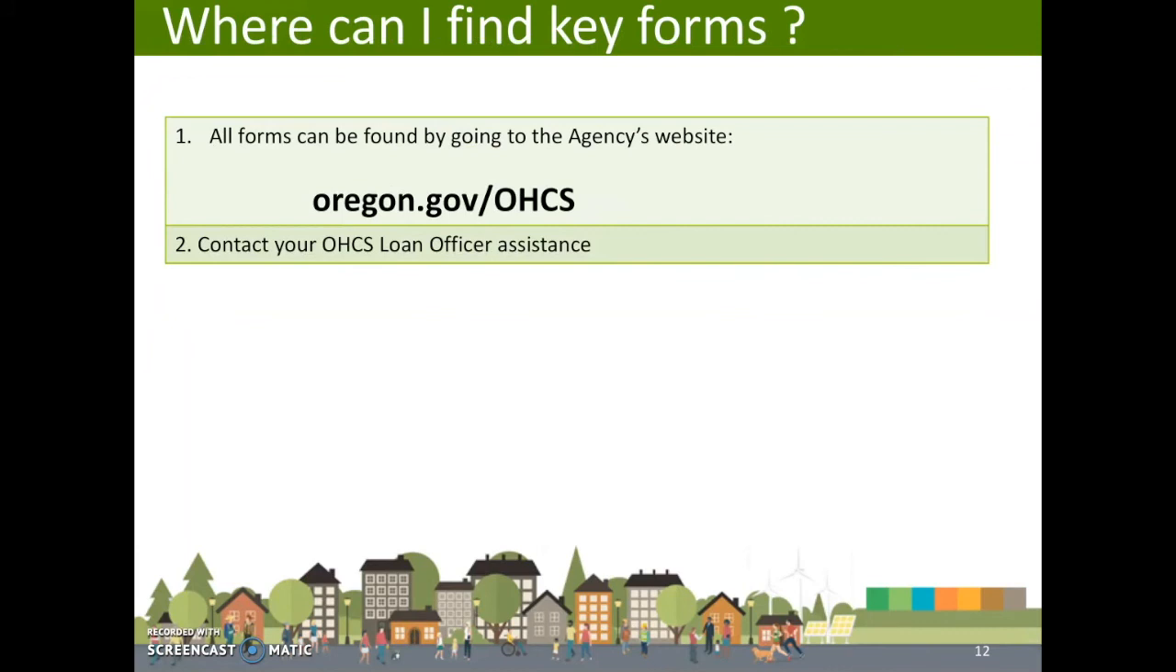You can find forms, guidance, and program manuals by heading to our agency's website. Start by typing oregon.gov/OHCS. You can navigate to find what you're looking for or use the keyword search assistant located in the top right corner. And contact your OHCS loan officer for assistance. They can guide you to regions of our site to help you find the resources you need there.